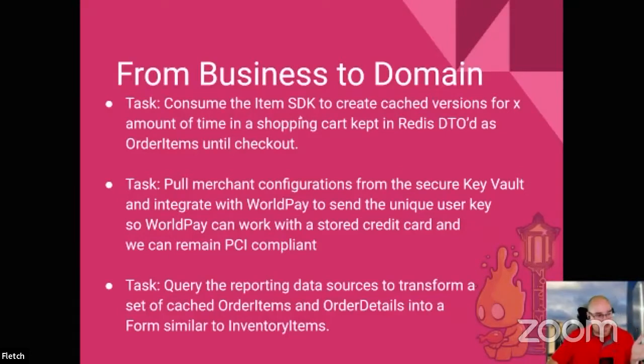Consume the item SDK to create cached versions for some amount of time in the shopping cart that's kept in Redis that's DTO'd as order items until they check out. Pull merchant configurations, this is for the payment processing. Pull merchant configurations from the secure key vault and integrate with WorldPay, who's one of the biggest merchant processors, so I just use them, to send the unique user key so WorldPay can work with the stored credit card and we can remain PCI compliant. And then query the reporting data sources to transform a set of cached order items.